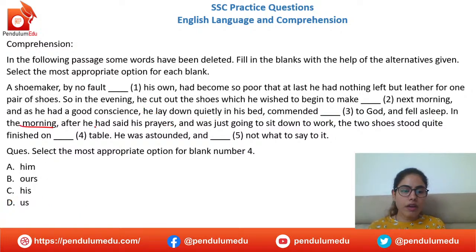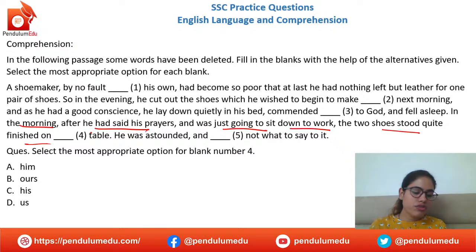In the morning, after he had said his prayers and was just going to sit down to work, the two shoes stood quite finished on blank table. Tell me. The shoes stood finished on blank table. That means he said his prayers and slept, and when he woke up he saw that the two shoes were there finished on the table. Him, ours, his, us. Yes, his table. The shoes were lying finished on his table. Absolutely. His is absolutely right, Ashish. Tarun, that's correct. Devesh, C is right. Very good. Next.